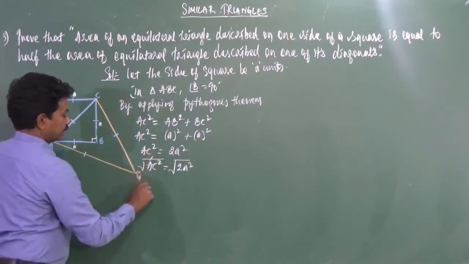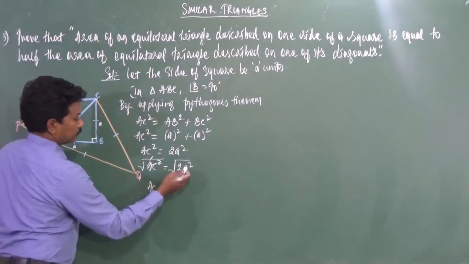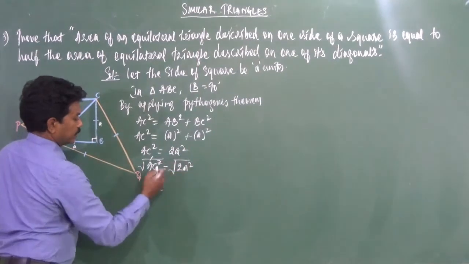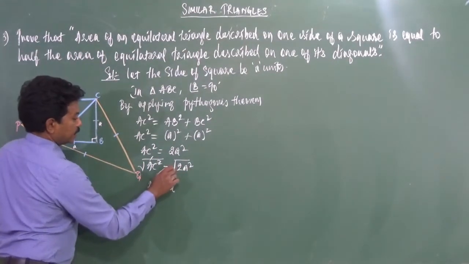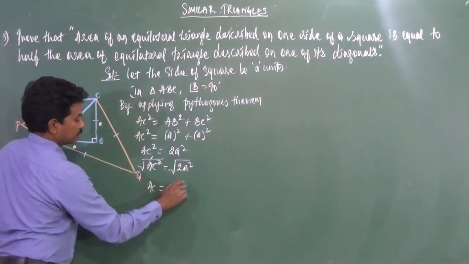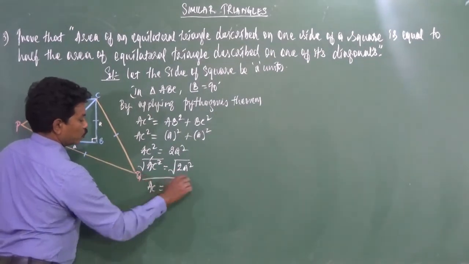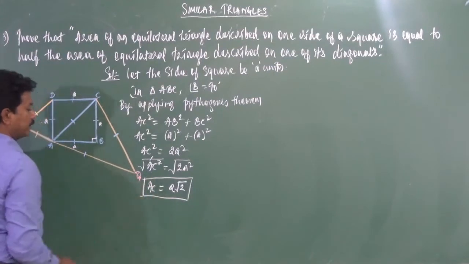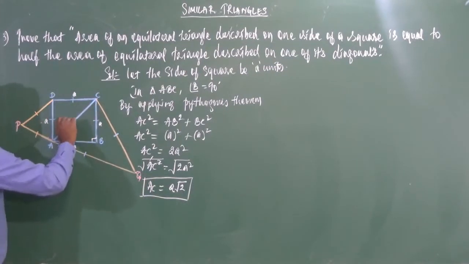So square and root cancels. So AC is equal to square root of A square times 2. A square is a perfect square, so it becomes A, and 2 is not a perfect square, therefore the root symbol remains for that. So it becomes A root 2. So the length of AC, that is the diagonal, is A root 2.